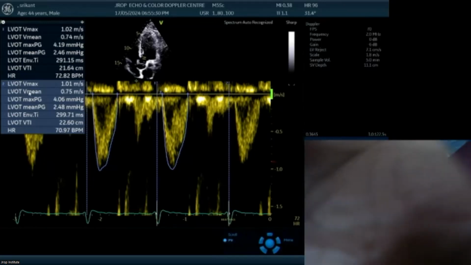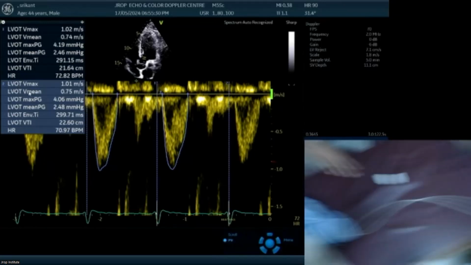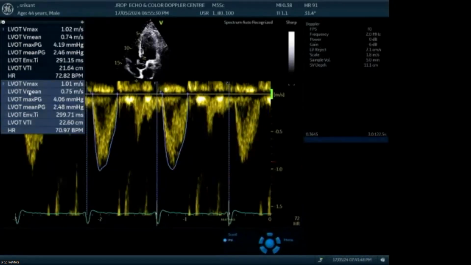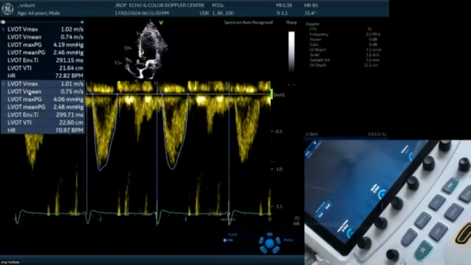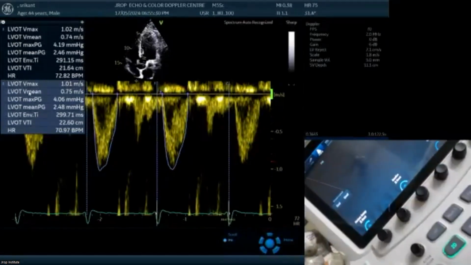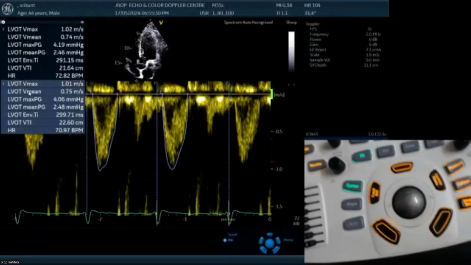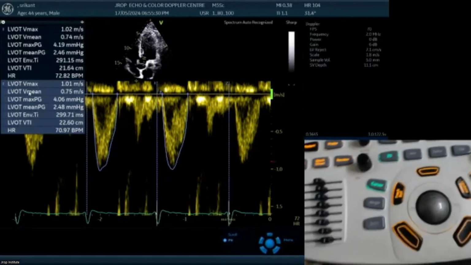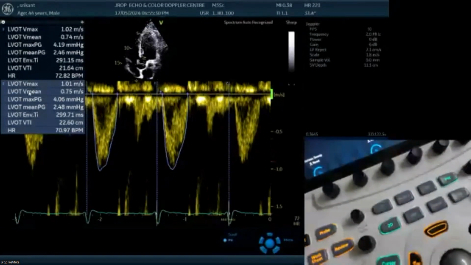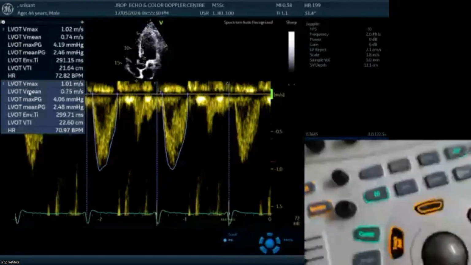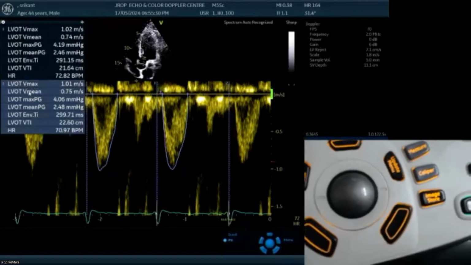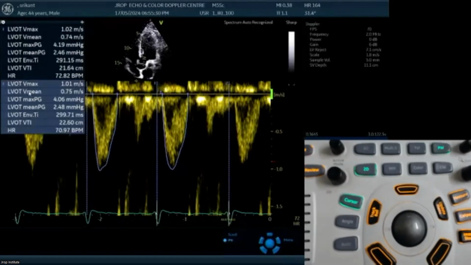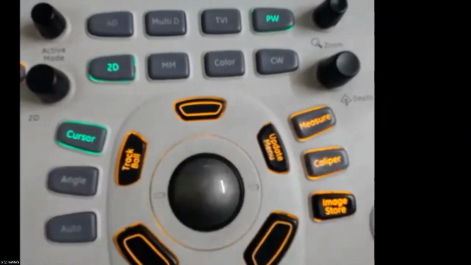Just wait a second. I'll show you the knobology from the point of view of the machine. Now you can look at this machine over here. So in this machine, this is Vivid E95.